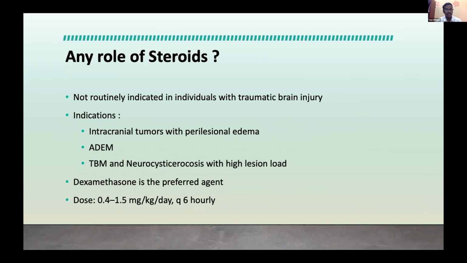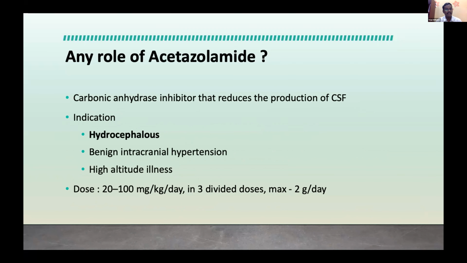However, if you are suspecting intracranial tumors with perilesional edema, or acute disseminated encephalomyelitis, or TBM, or significant neurocysticercosis with high lesion load with edema, we can use dexamethasone as the preferred steroid. Acetazolamide, a carbonic anhydrase inhibitor, which decreases CSF production, is primarily used for acute hydrocephalus, and in the chronic phase also used in benign intracranial hypertension and high altitude sickness.